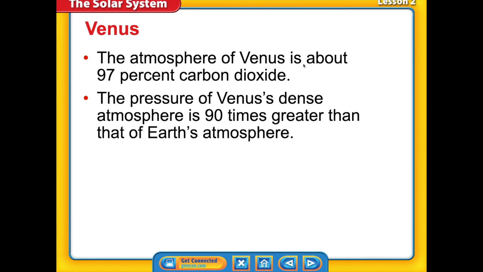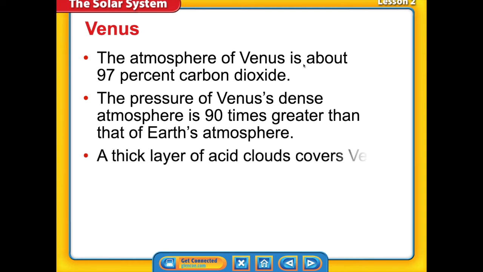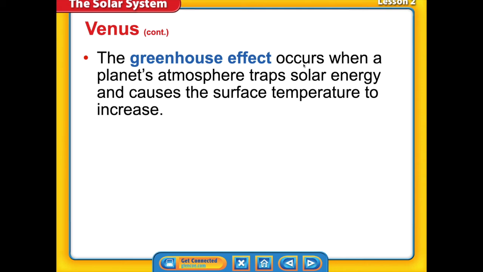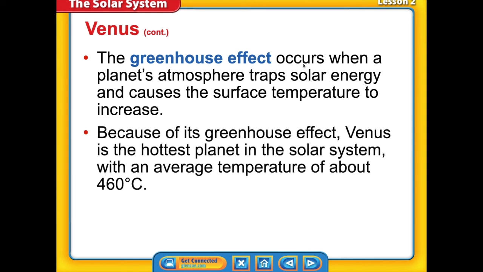And to make things worse, the clouds are acidic. A thick layer of acid clouds covers Venus. So not a very nice place to visit. Let's go over again that the greenhouse effect occurs when a planet's atmosphere traps the solar energy and causes the surface temperature to increase. Because of its greenhouse effect, Venus is the hottest planet in the solar system, with an average temperature at the surface of about 460 degrees Celsius.